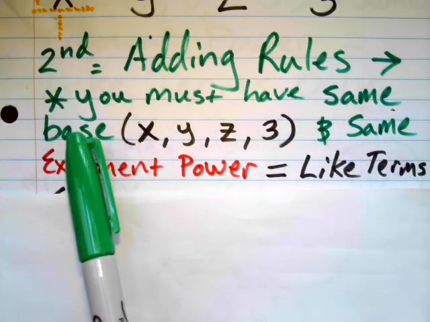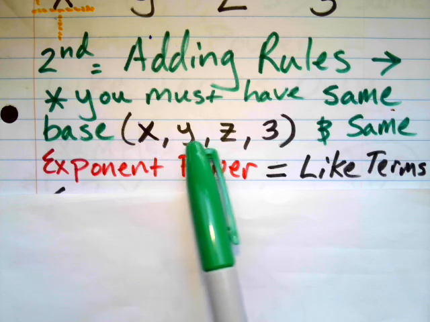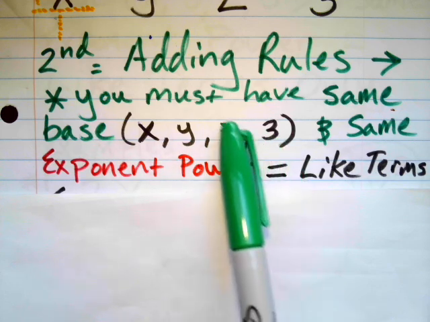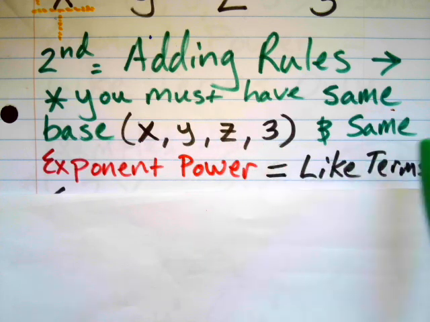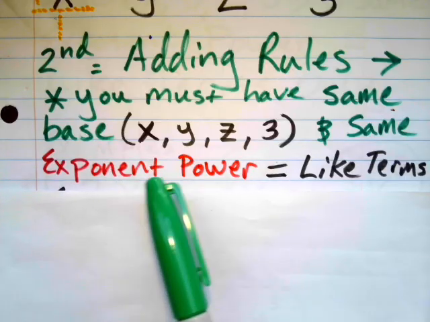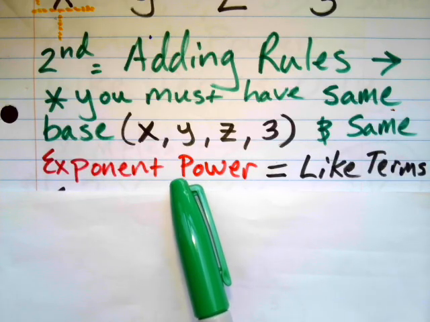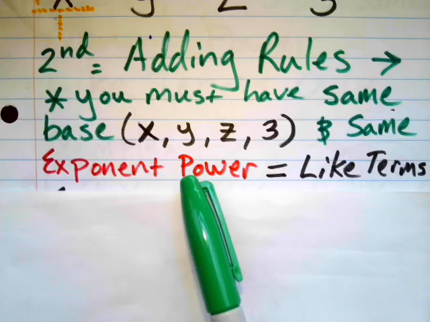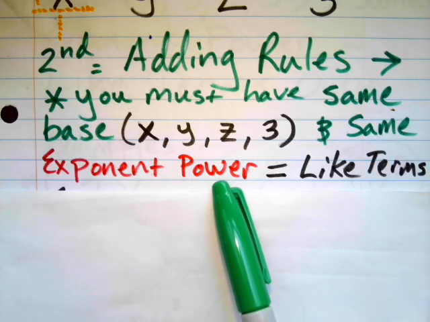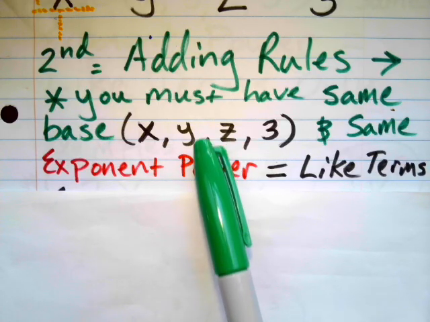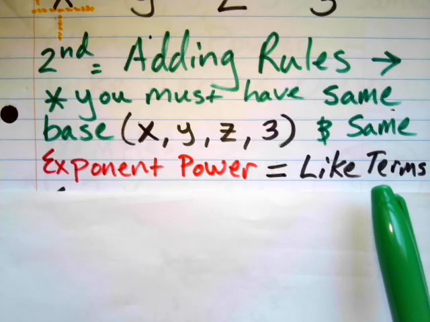We have to keep in mind with the adding rules and subtracting rules, you must have the same base: x, y, z, 3. These are all considered the base. And then the same exponential power: to the first power, invisible 1 first power, to the second power, the third power. So you have to have the same base and the same power, and those are called like terms.